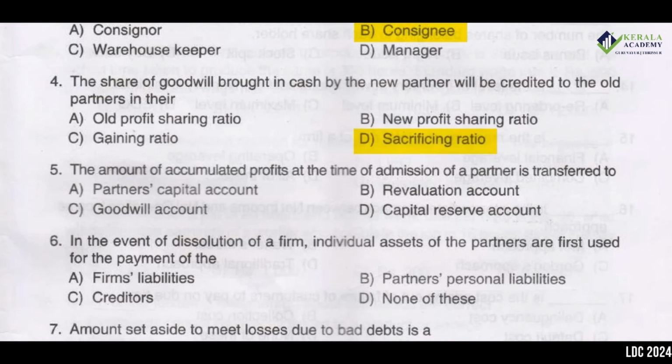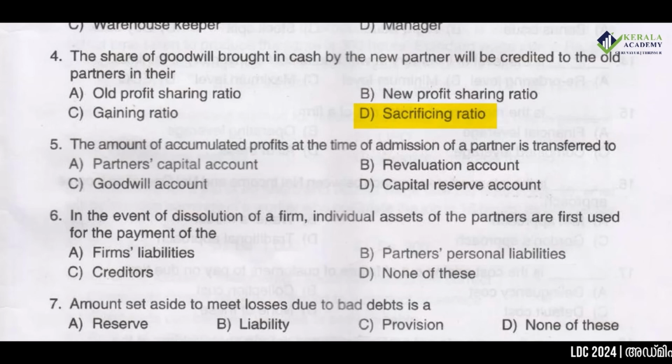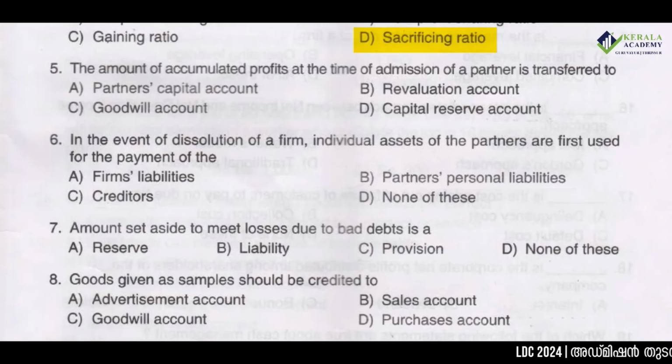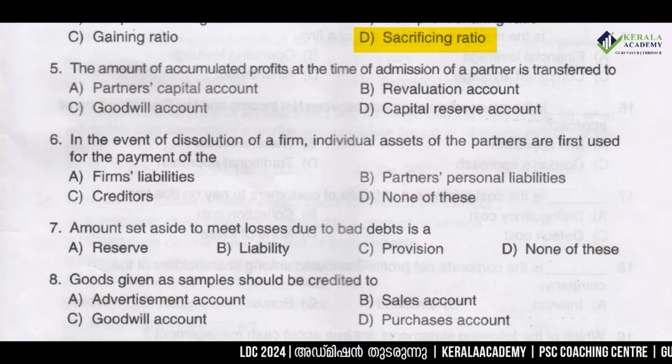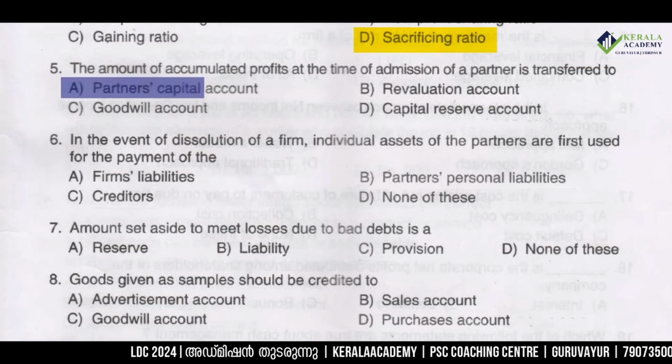The amount of accumulated profits at the time of admission of a partner is transferred to partner's capital account, revaluation account, goodwill account, capital reserve account. Answer option A, partner's capital account.